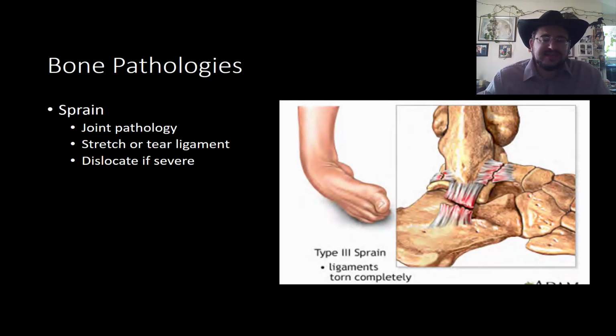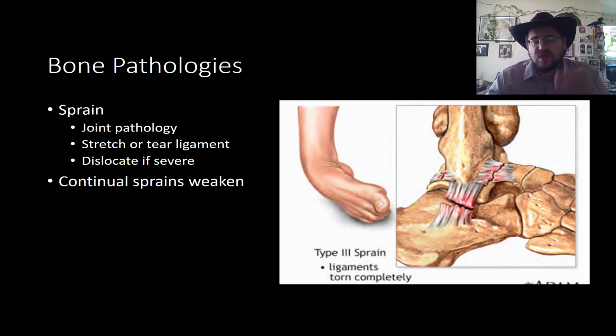So sprains suck, especially since one sprain weakens all your ligaments, and it's sort of a sum thing. So the more sprains you have, the more you weaken those ligaments, the more you weaken that joint, the more likely you are to get sprains in that joint. So fractures are all about breaking bone. Sprains are all about stretching and tearing the ligaments that stabilize joints.